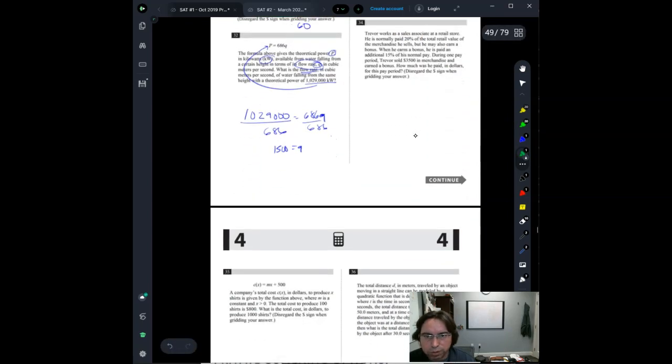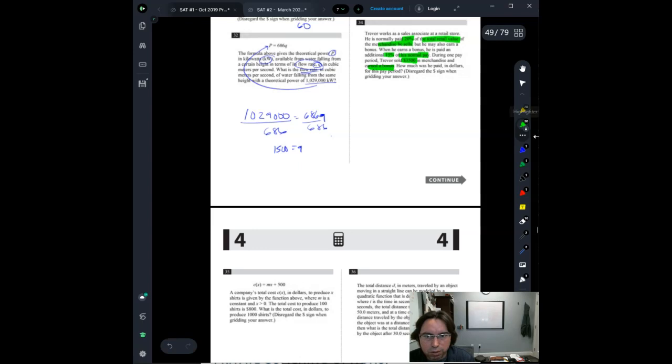Okay, 34 we see as a percentage problem. So Trevor works as a sales associate at a retail store. He normally is paid 20% of total retail value of the merchandise he sells, but he may also earn a bonus. When he earns a bonus, he is paid 15% of his normal pay. During one pay period, Trevor sold $3,500 in merchandise and earned a bonus. How much was he paid in dollars?